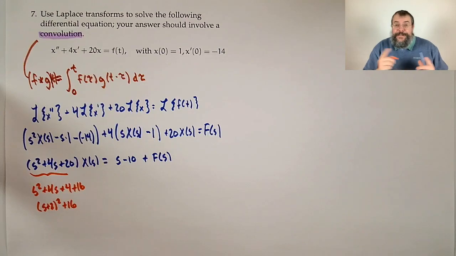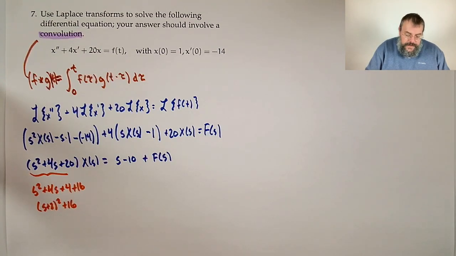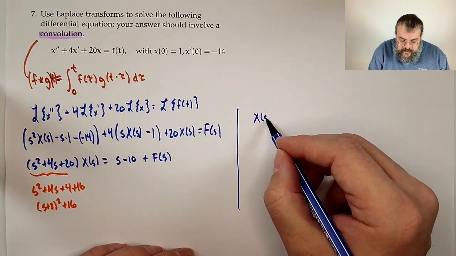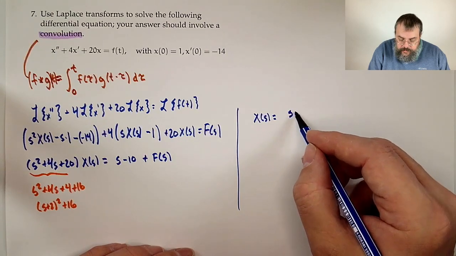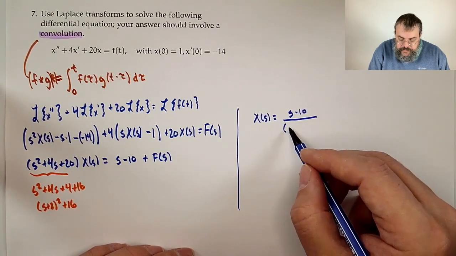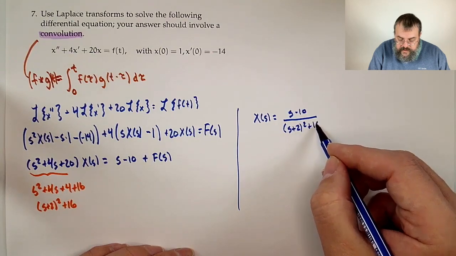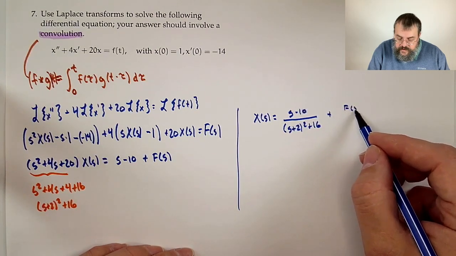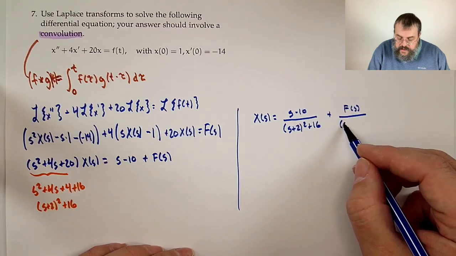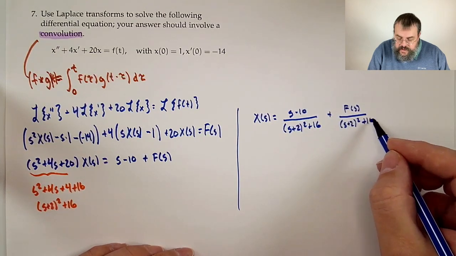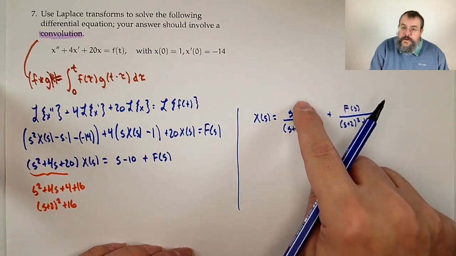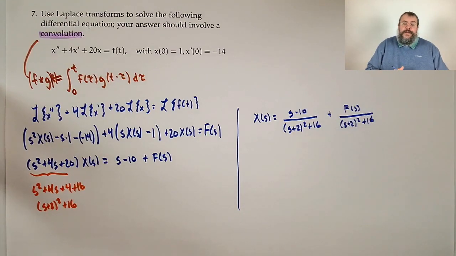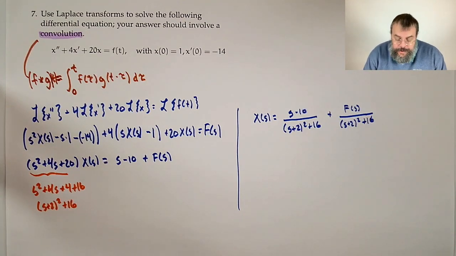All right, so now we're going to divide. And if we do that, we come up with the following. Namely, we have that x of s is equal to s minus 10 divided by s plus 2 squared plus 16, and then plus our f of s divided by s plus 2 squared plus 16. And I'm separating it because this is, in the nice form, polynomial over polynomial. And here, well, we don't know what f of s is. We'll have to think about what to do about that one in a moment.